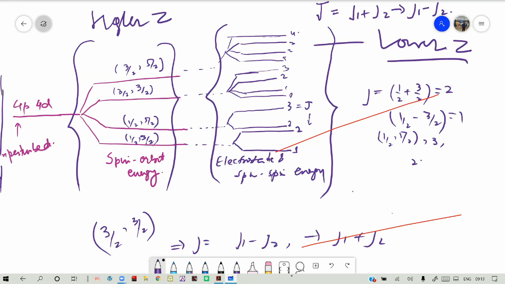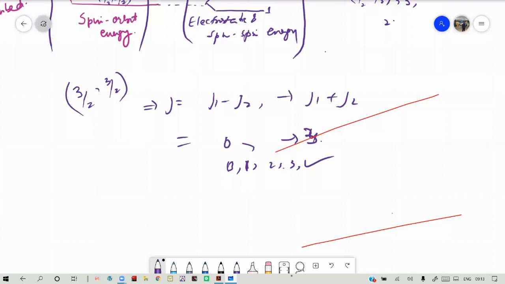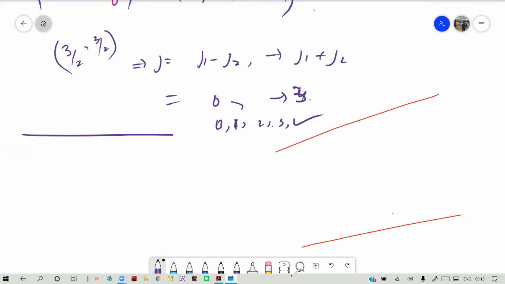Now, if you see this, you can have different transitions between these levels, and those transitions will be governed by the selection rules, both in case of this LS coupling as well as in case of JJ coupling.